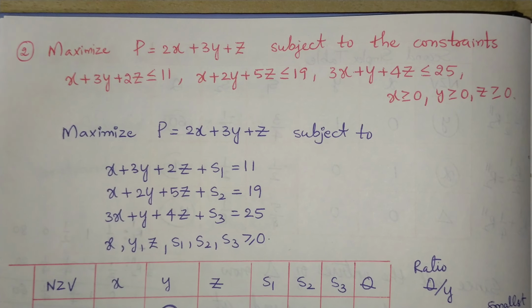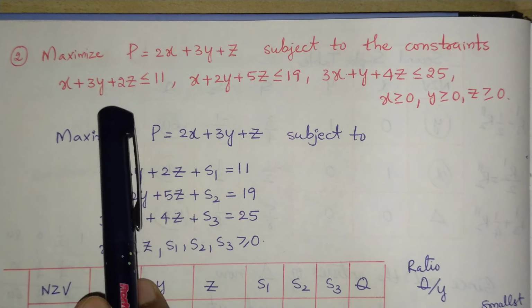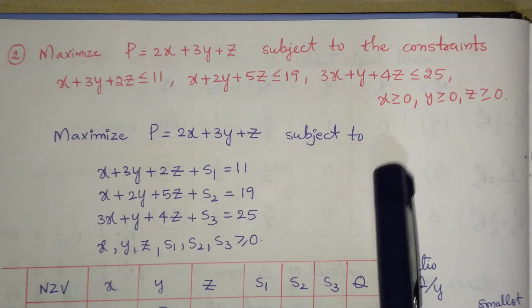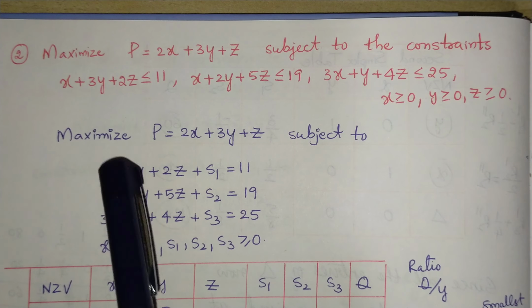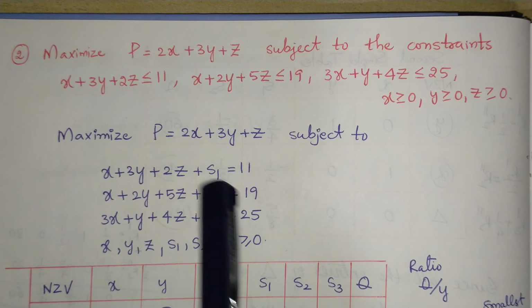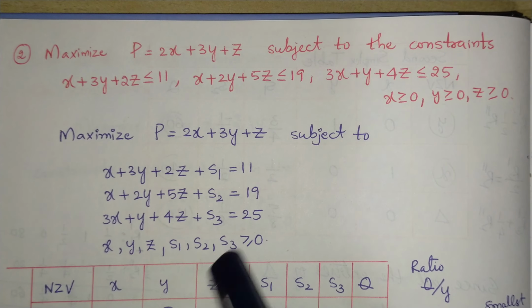Solve the next problem by simplex method. Maximize P equals 2x plus 3y plus z subject to the constraints. These are the three constraints given, so we will come across three slack variables. We have to balance the given constraints by using suitable slack variables, s1, s2 and s3. So this is your new balanced constraint.